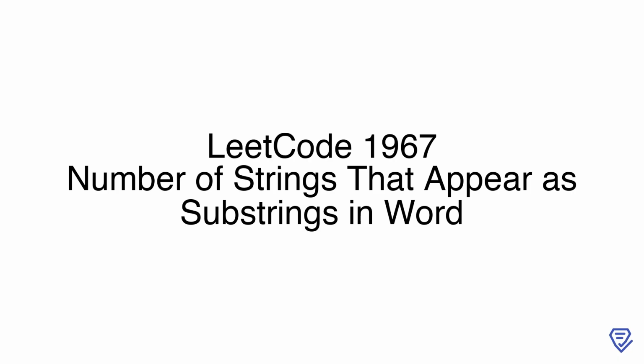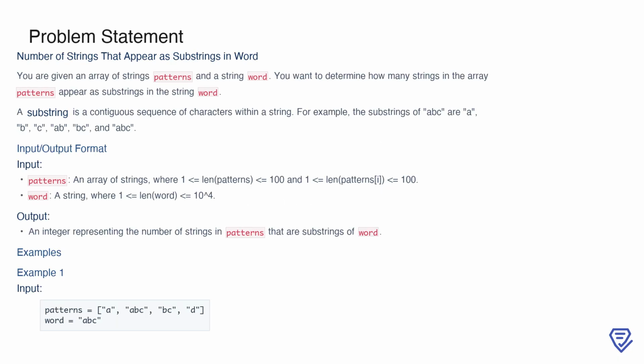Let's dive in. In this problem, we're tasked with determining how many strings from an array called patterns appear as substrings within another string called word. A substring is simply a contiguous sequence of characters within a string. For example, if the string is ABC, its substrings include A, B, C, AB, BC, and ABC. The goal is to count how many of the strings in patterns can be found as substrings inside word.